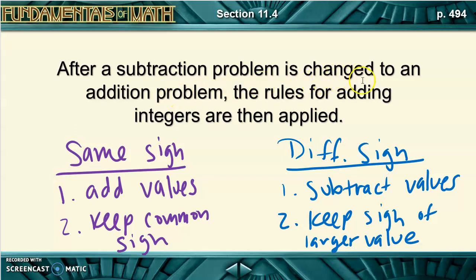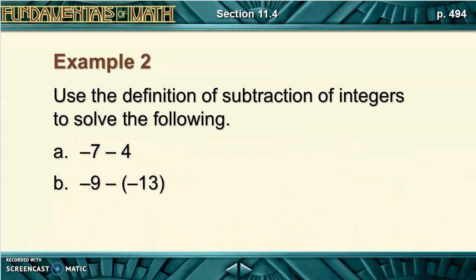After a subtraction problem is changed to an addition problem, the rules for adding the integers are then applied. These are the rules we talked about in the last lesson, where if you are adding integers that have the same sign, you add the values and keep the common sign. And if you're adding integers that have a different sign, you subtract the values and keep the sign of the larger value. So these same rules are going to be in effect if you follow our addition of integer rules.